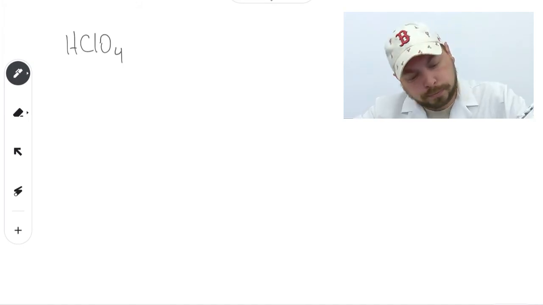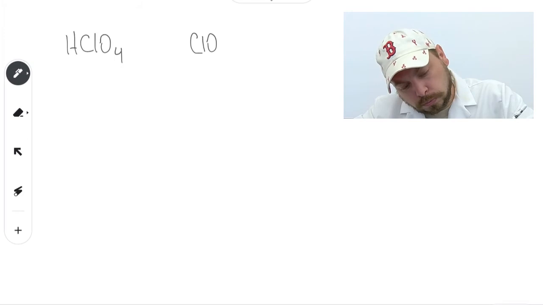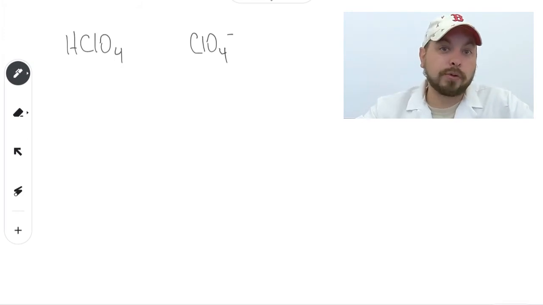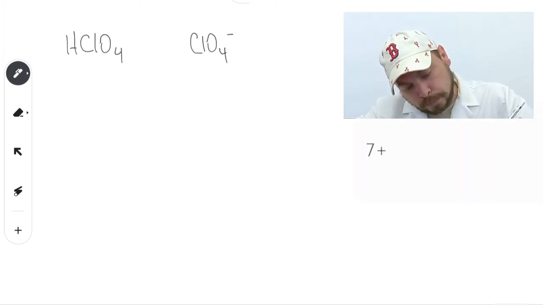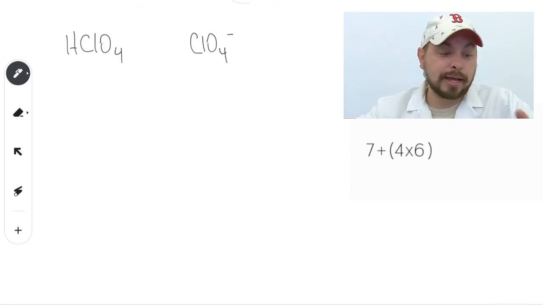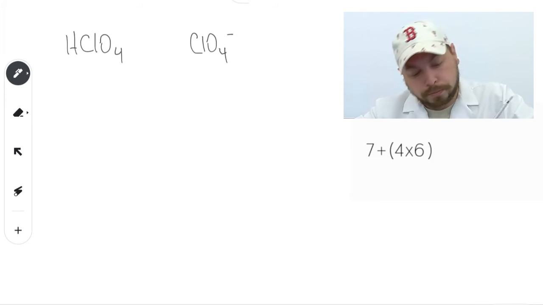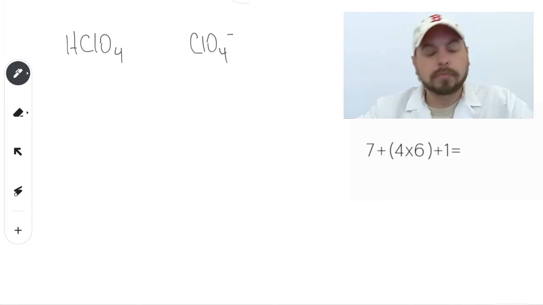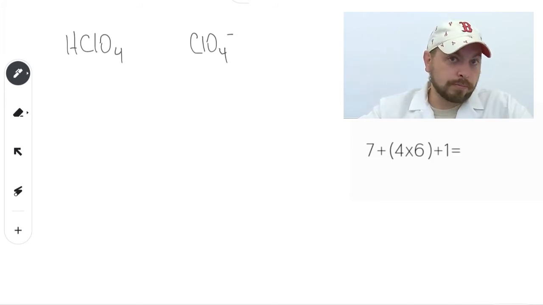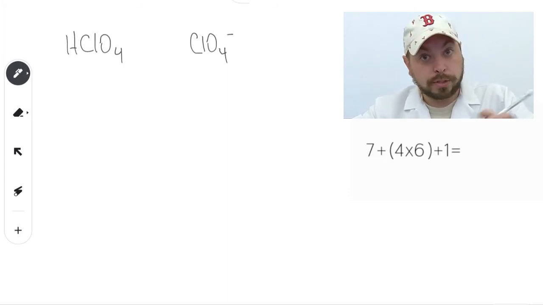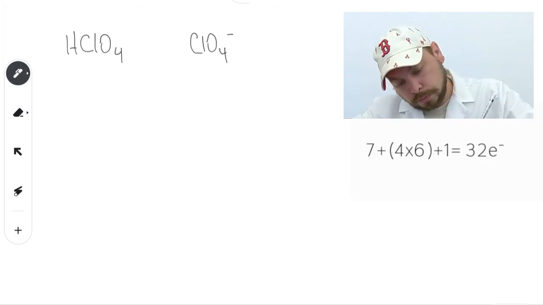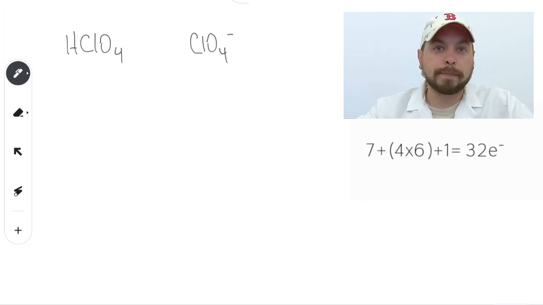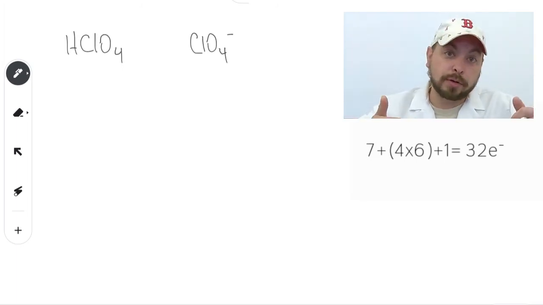Perchlorate, ClO4 minus, has chlorine and oxygen and 1 extra electron. So chlorine has 7 valence electrons. Each oxygen has 6, and because it's got a negative charge, we add 1 more. 4 times 6, 24, plus 8, all right, that's going to be 32 valence electrons total to account for. Chlorine's the least electronegative atom. It's going to go right in the middle.